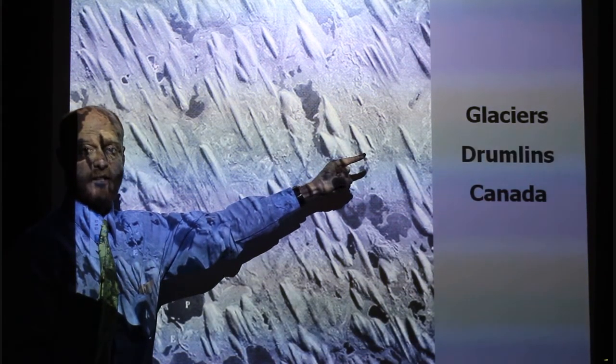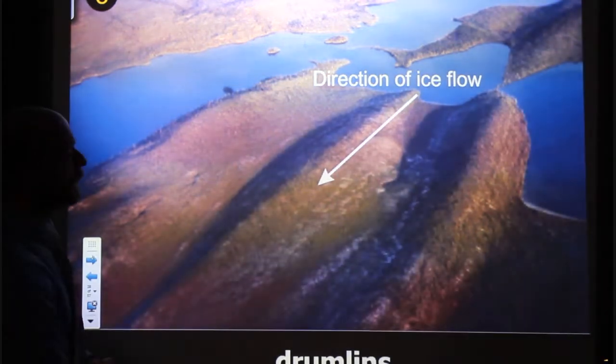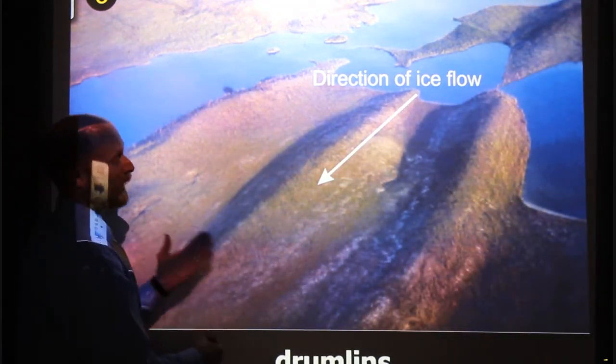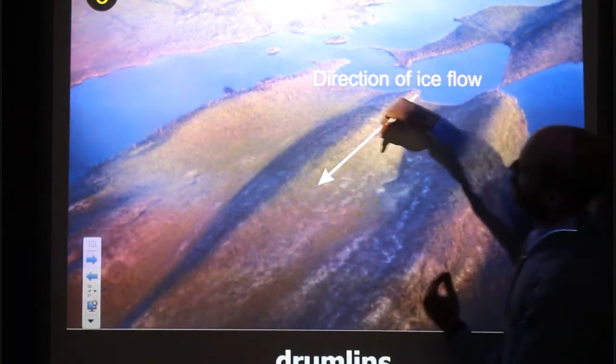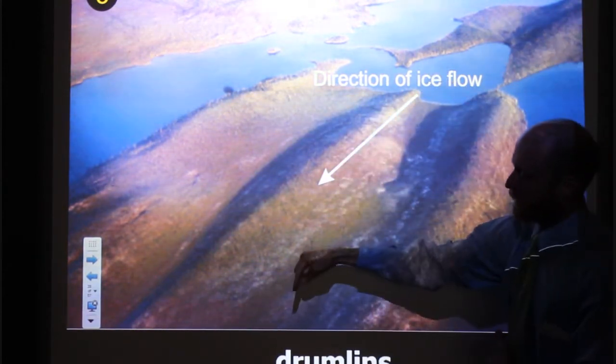Right? A glacier is not going to stretch out lines in that direction. So it does show glacial movement. This one too, direction of ice flow. Again, you see 1, 2, 3 clear drumlins here. You see some off in the distance. And in this case, the ice flow is this way.